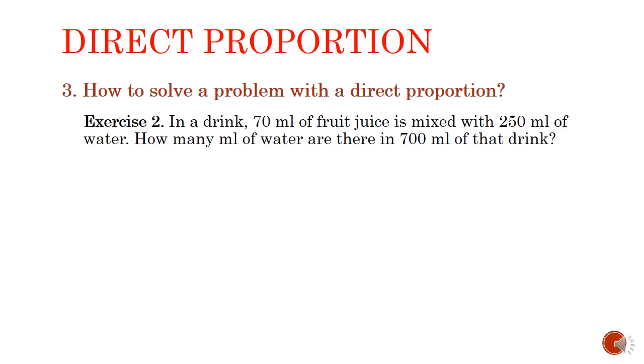Exercise 2. In a drink, 70 milliliters of fruit juice is mixed with 250 milliliters of water. So, how many milliliters of water are there in 700 milliliters of that drink?